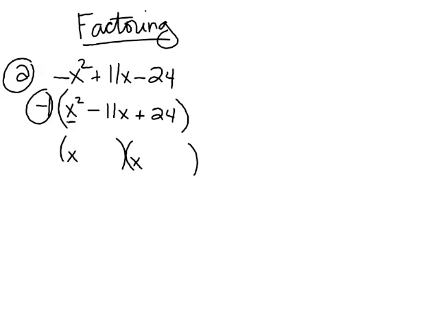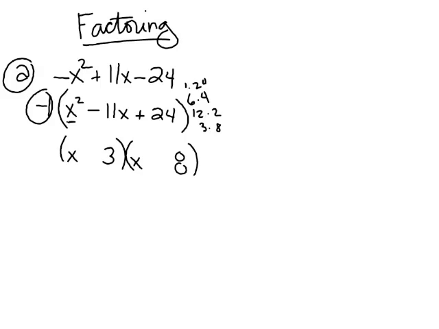And then factors of 24. What are some factors of 24? 6 and 4. What are some other factors of 24? 12 and 2. 3 and 8. 1 and 24. Which of those combinations is going to get me to 11? 3 and 8. So let's start with that. If I have a 3 here and an 8 here, 3 times 8 is 24. So there's my last. So I've got my first and my last figured out.